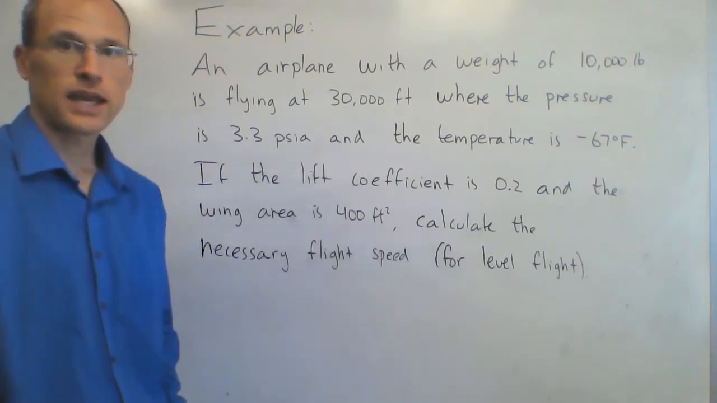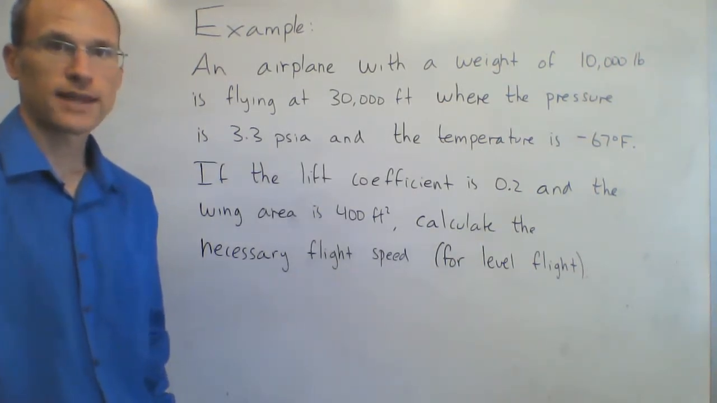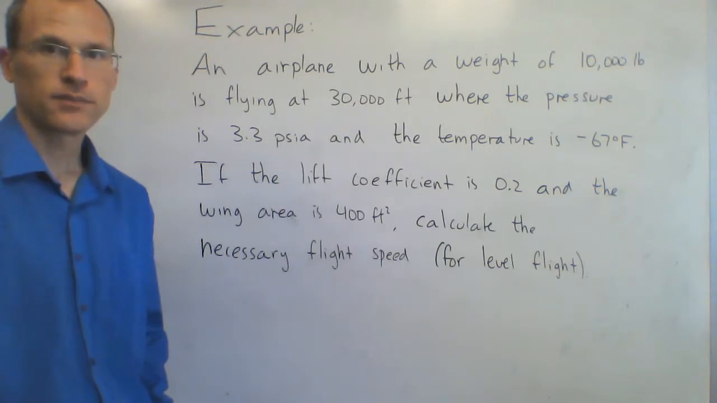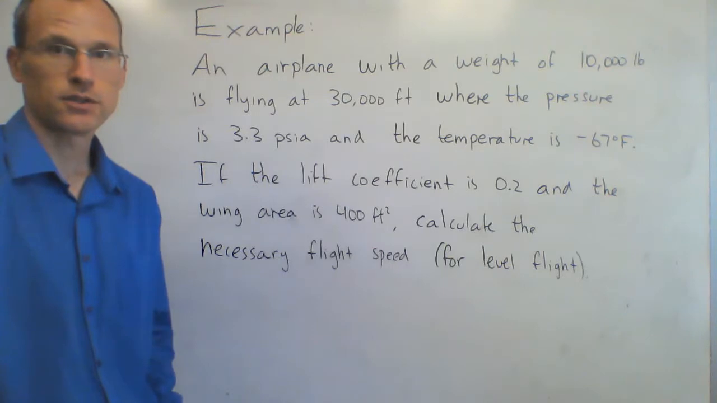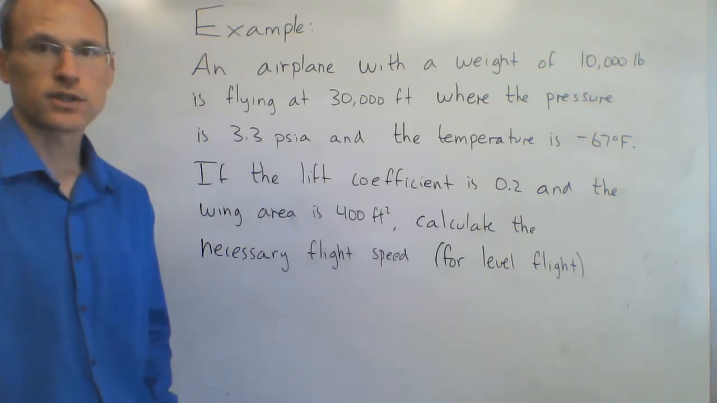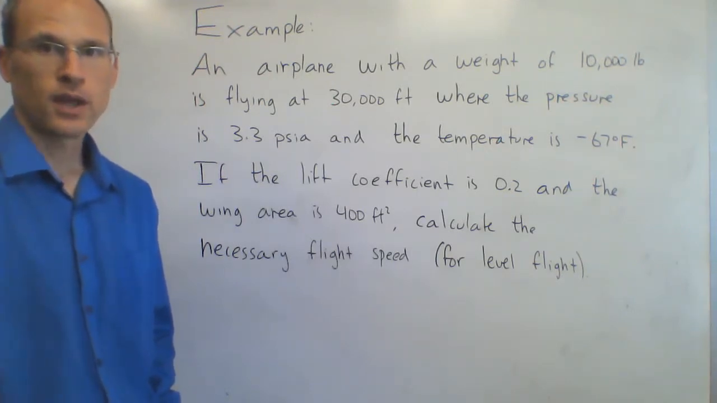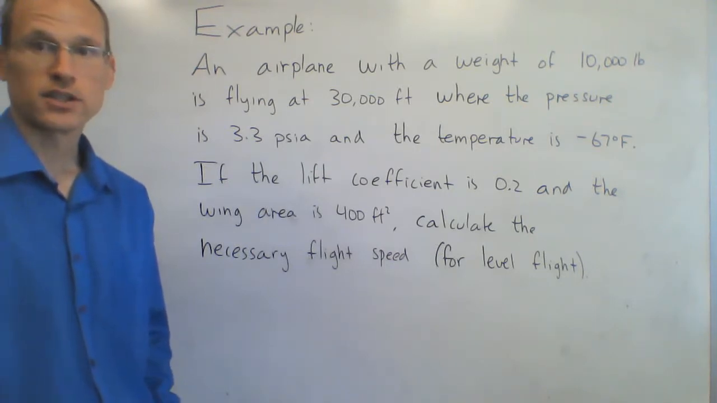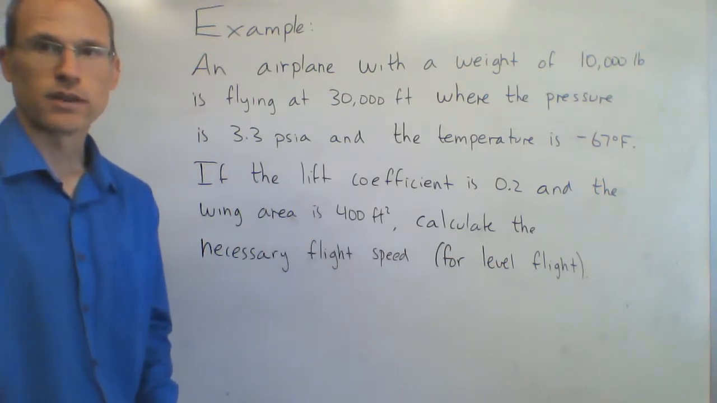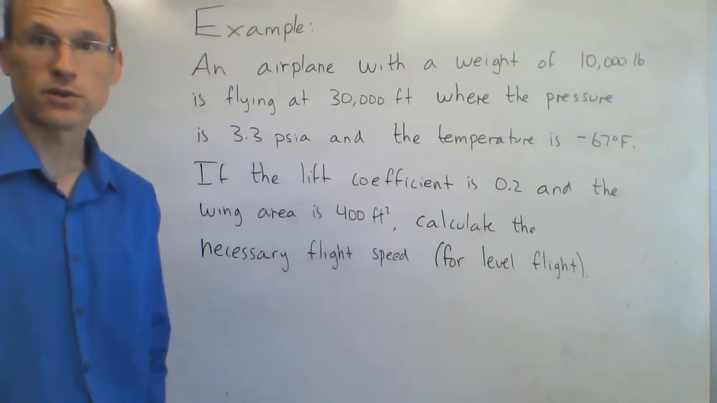So first example, we have an airplane, weight of 10,000 pounds, flying at 30,000 feet. At 30,000 feet, we have a pressure of 3.3 psi absolute, temperature negative 67 degrees Fahrenheit. The way the plane is flying, it has a lift coefficient of 0.2, and a wing area of 400 square feet. So I want to calculate how fast I need to go for level flight. Level flight means I'm not going up or down, so essentially the force of lift equals the weight of the plane. So how fast do I need to go to accomplish that?